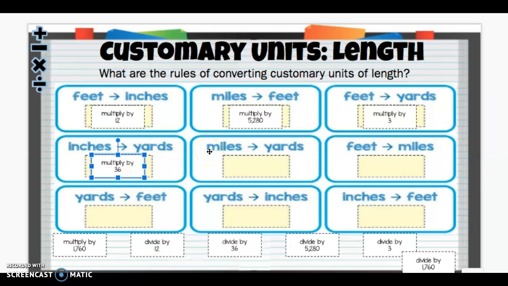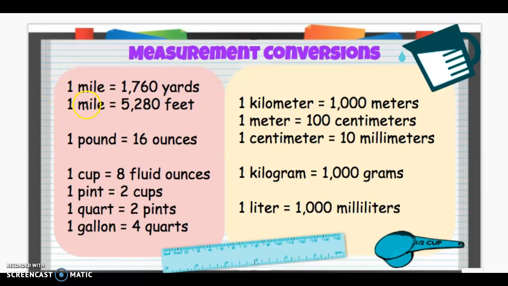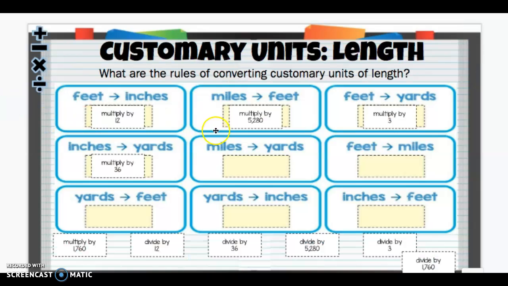If you're going miles to yards, well, if we're looking at our chart, in 1 mile, there's 1,760 yards. So from miles to yards, you are going to be multiplying by 1,760.